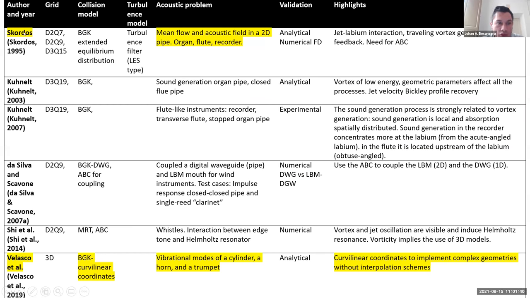The first work that we can see in this way is the Skordos work. He is known by the boundary condition proposed in this work, but the work is related with organ, flute, recorder, and some other flute-like instruments. Kühnelt, Da Silva, Chi, all of them performed this kind of simulation. Finally, I want to highlight the work of Velasco et al, who developed the BGK model in curvilinear coordinates that allows to perform simulation in complex geometry without interpolation schemes, and made simulation of a horn and a trumpet.